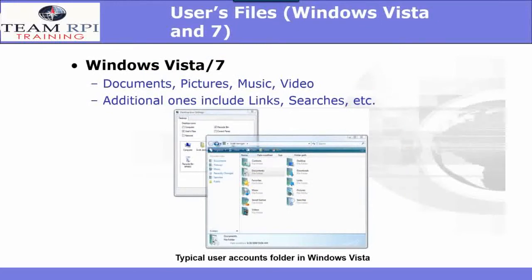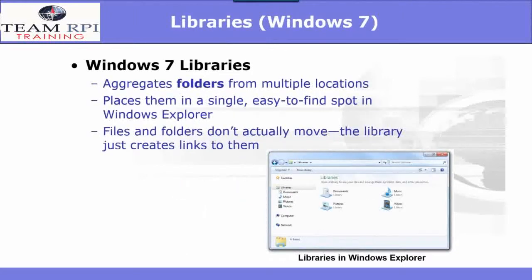Now, to view user files in Windows Vista and Windows 7, which contain the same directories, they're just named slightly different. Instead of My Pictures and My Music, they're just simply Documents, Pictures, Music, Video. The Libraries in Windows 7 aggregates folders from multiple locations. It places them in a single, easy-to-find spot in the Windows Explorer. The files and folders don't actually move. The library just creates links to them.